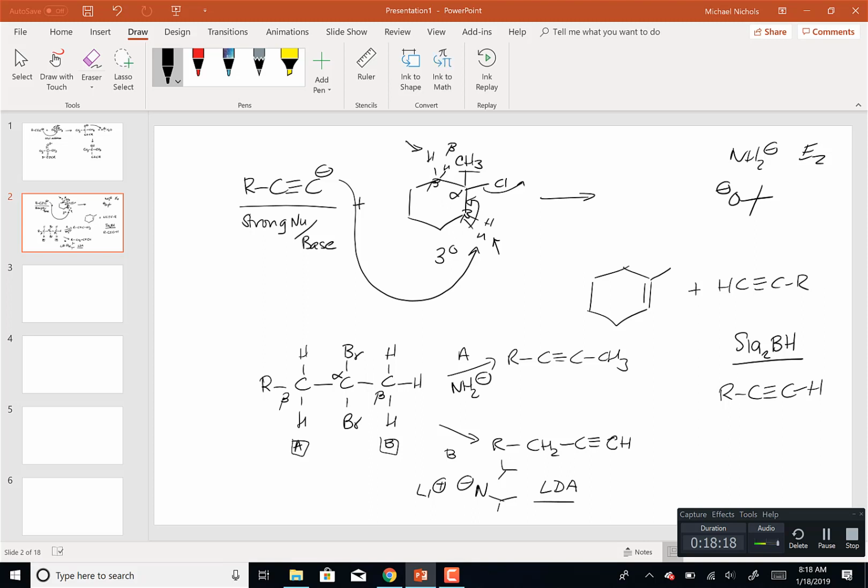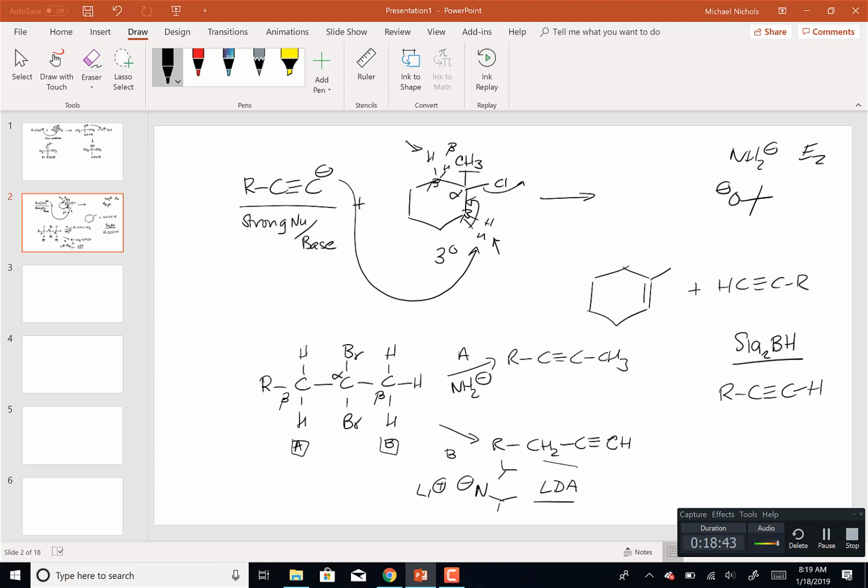So the N minus is strong enough to do both eliminations, but now what I've done is I've turned the tables on it and said, okay, let's use the sterically hindered base so that it forces the B hydrogens to be the only ones that are removed. So I do have control over forming the internal and the terminal. I would just choose two different bases.